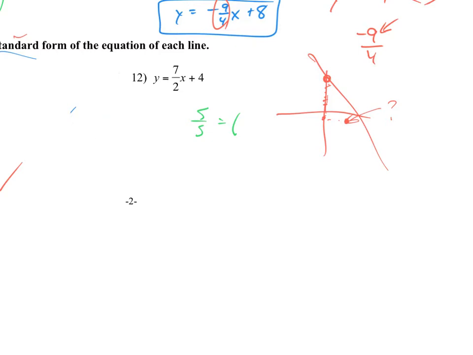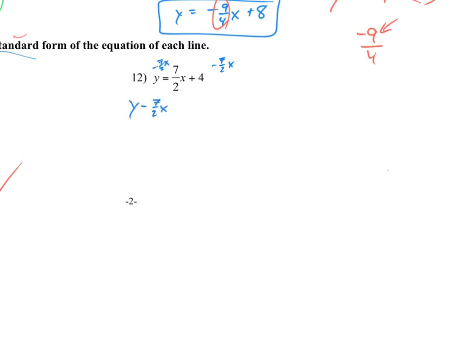Same thing. We got to move that 7/2 x out of there. And to do that, it's positive, so we have to subtract 7/2 x from this side, minus 7/2 x from that side. This should be y minus 7/2 x. These have canceled out. That's why we did all that work.